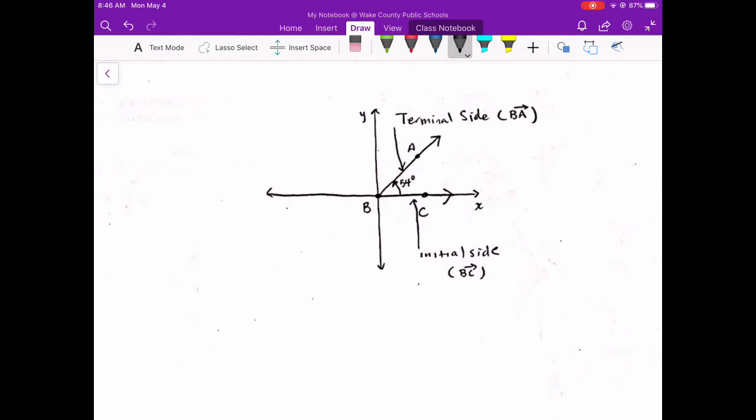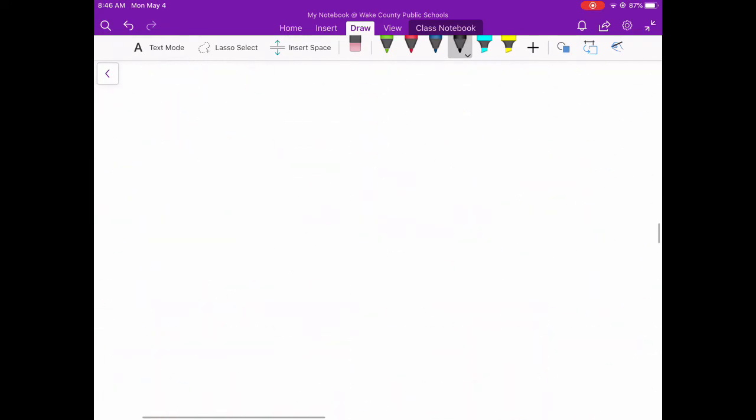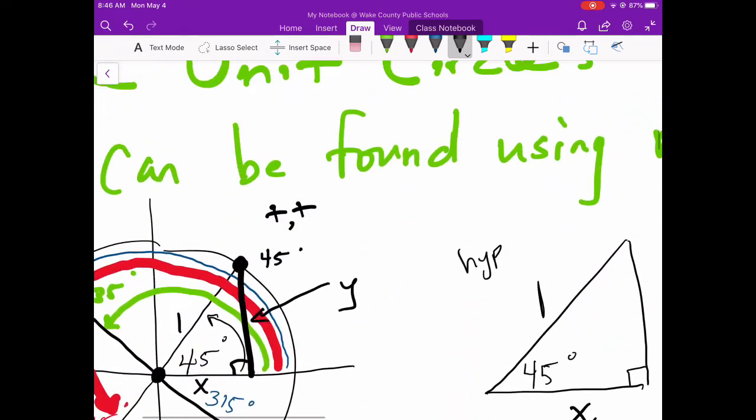At any time, feel free to pause the screen to take a look. Make sure you get all this vocabulary straight. Like I said, the sides are like rays. So ray BC and ray BA are the two sides of this angle. All right, heading back up, there was a vocabulary term that I want to make sure I go over with you.